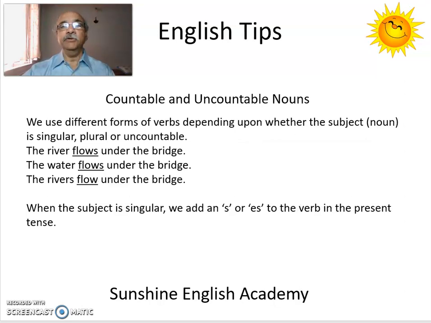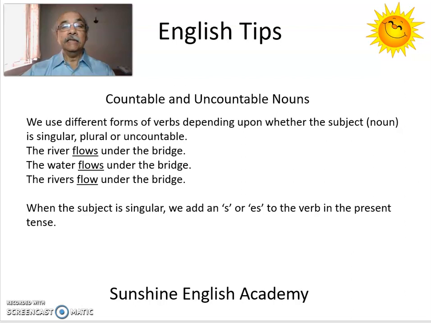The verbs that we use in our sentences also depend upon whether the subject is countable or uncountable. We use different forms of verbs depending on whether the subject is singular, plural, or uncountable. A subject is always a noun. Look at the examples below. The river flows under the bridge. The water flows under the bridge.